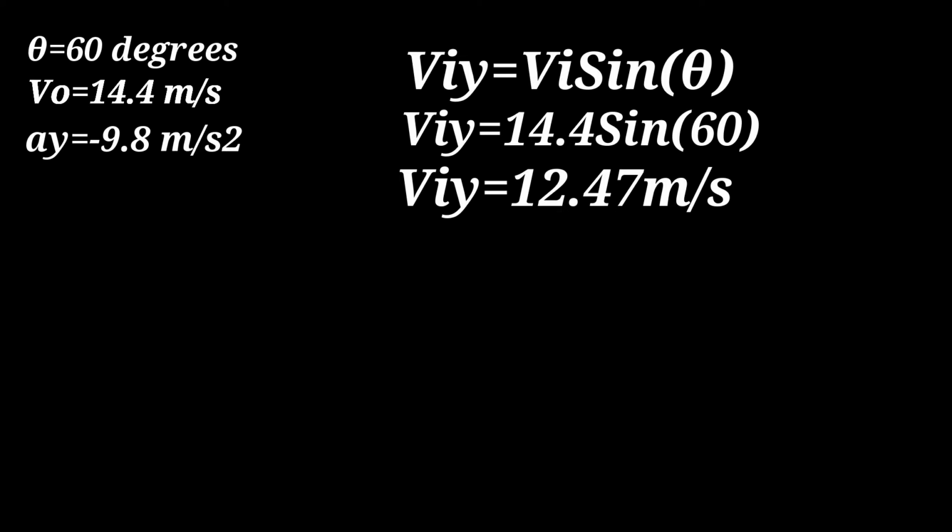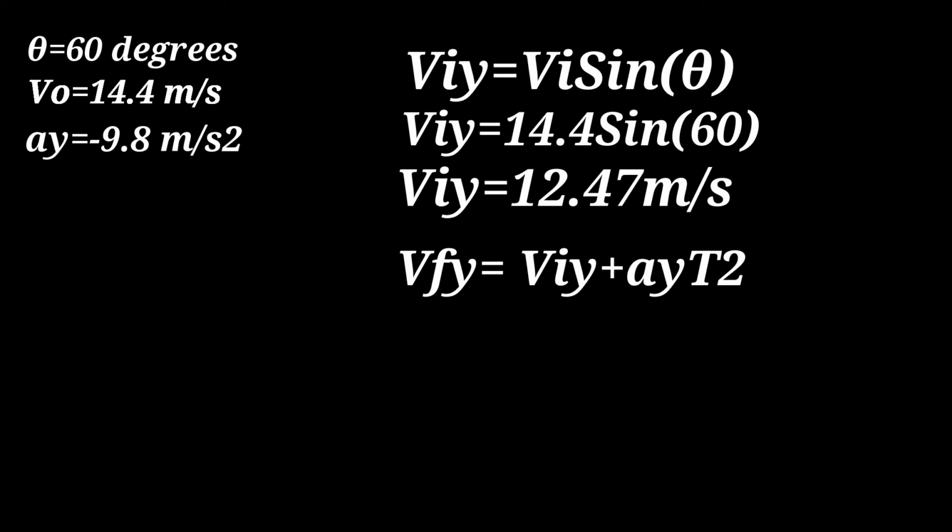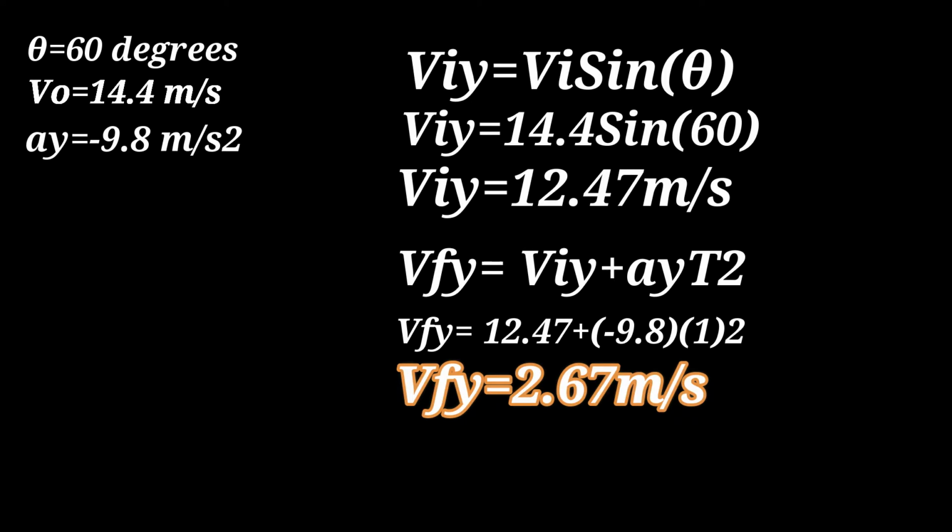Note that we use the final velocity formula in y, which is initial velocity in y plus acceleration multiplied by the time. We replace the values, and finally the speed is equal to 2.67 meters per second.